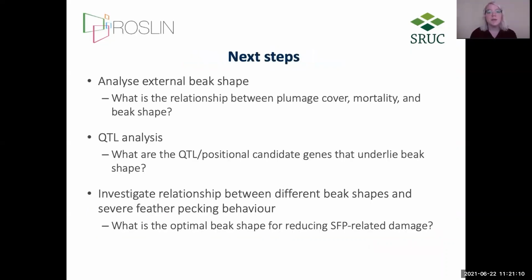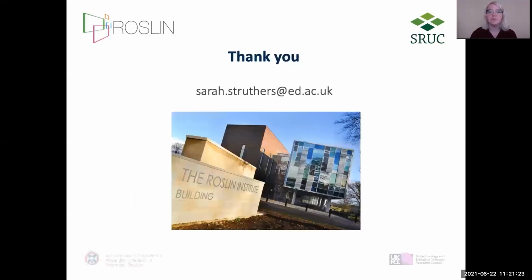So to finish, the next steps of my project are to analyze the external beak shape. Second is to complete the QTL analysis. And finally, I'm going to be investigating the relationship between these different beak shapes and severe feather pecking behavior.